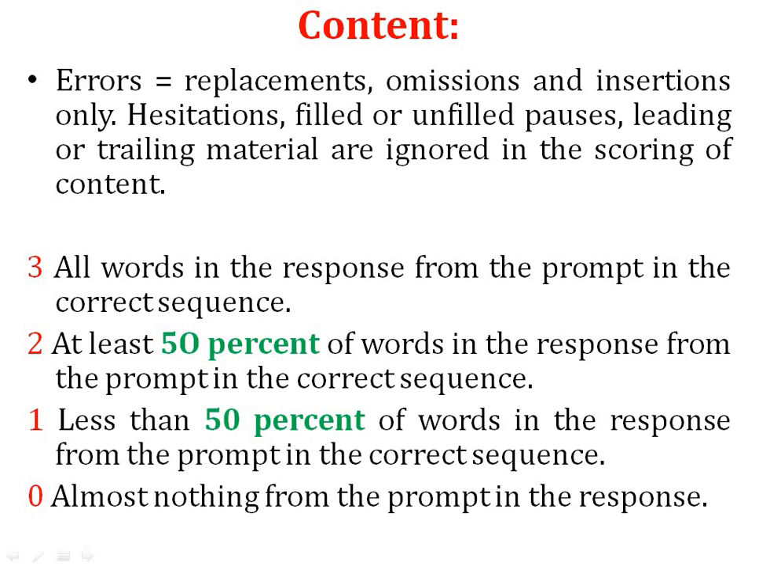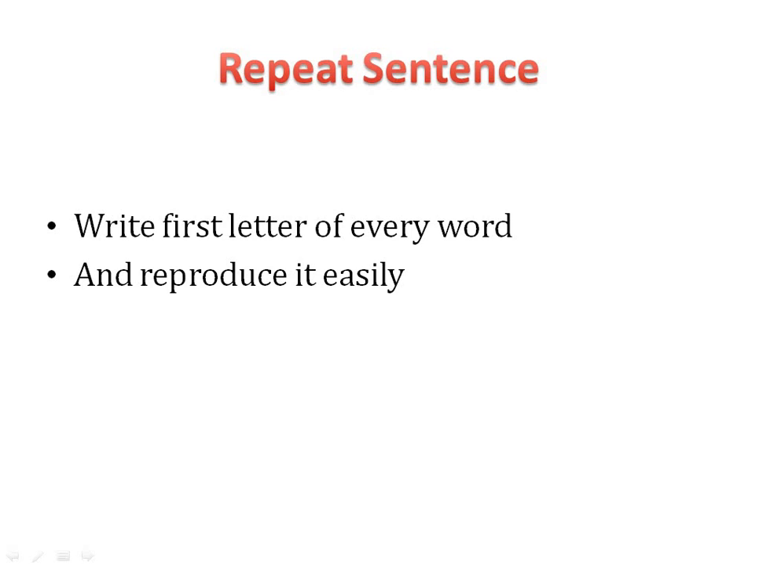So in repeat sentence, what you can do is try to write the first letter of every word. I used this strategy. I write the first letter of every word. For example, they are saying, I'm going to train station. So make sure you write the first letter. I, A, M, you can write the M letter as well. I am going, G, to, T, train, T, station, S.